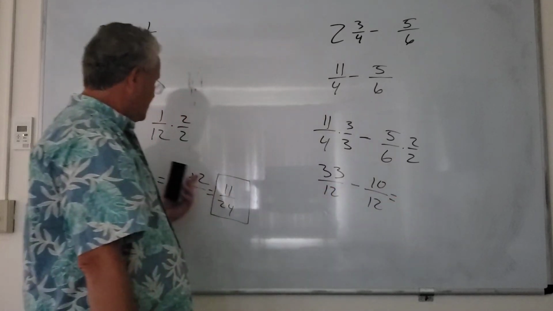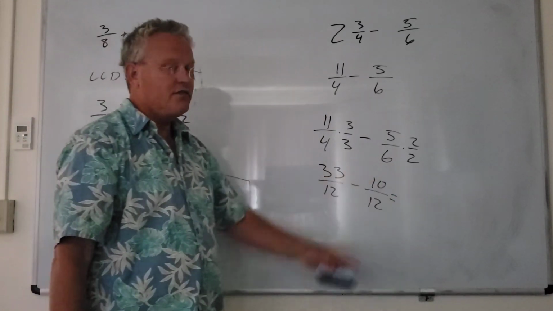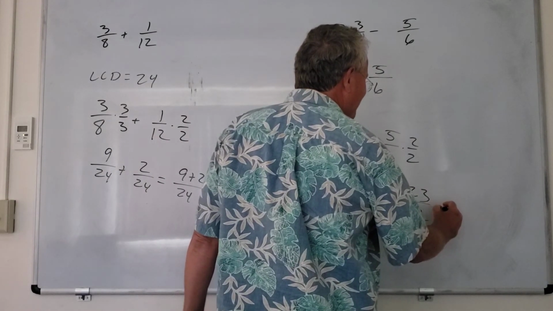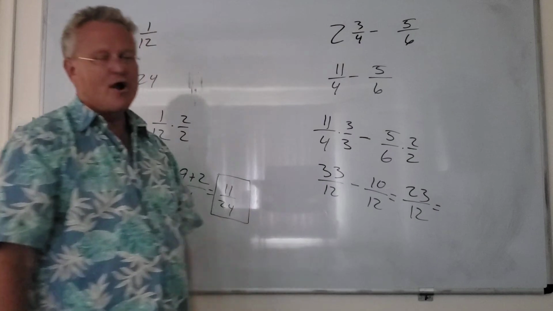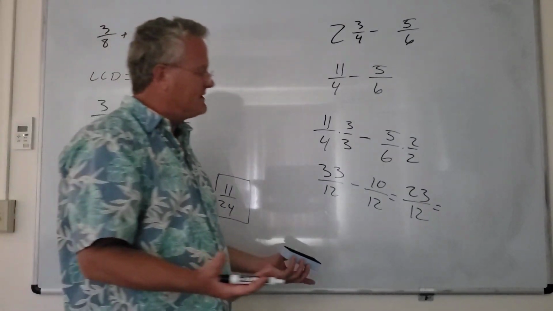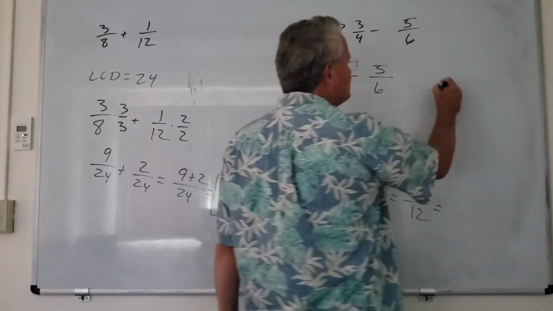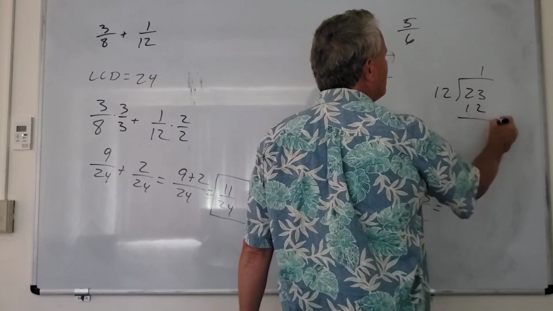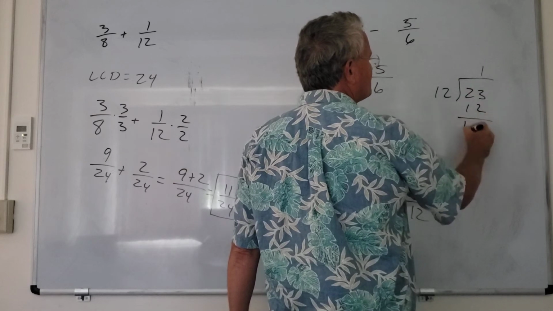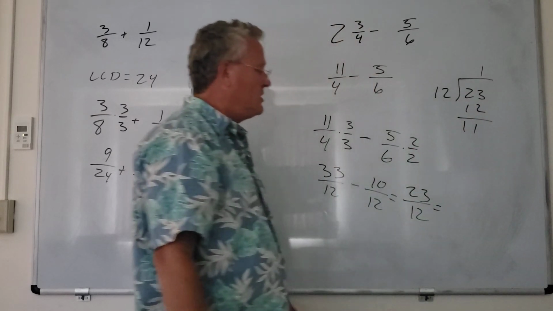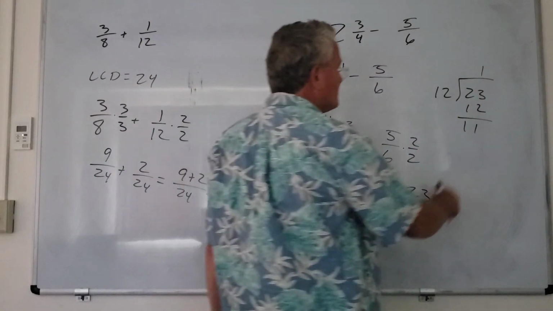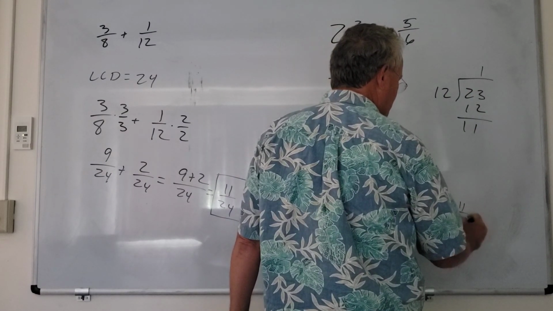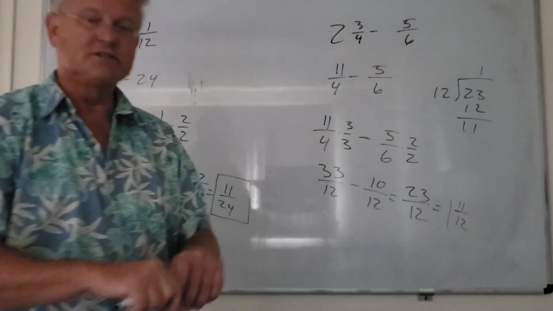And now we just subtract. 33 minus 10 is 23/12. This is good enough. It's an improper fraction, but to write this as a mixed number, 12 goes into 23 one time. And when I subtract, 2 minus 1 is 1, 3 minus 2 is 1, we get a remainder of 11. So this is 1 and 11/12. So either one of those is an acceptable answer.